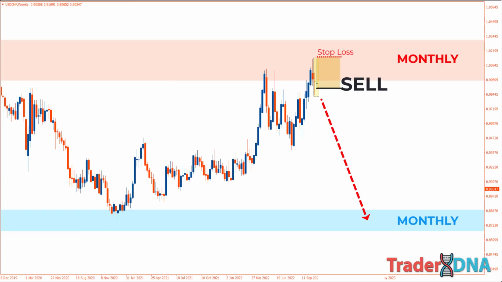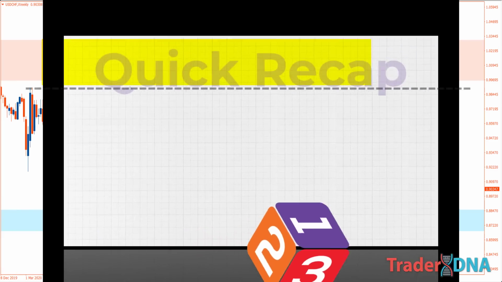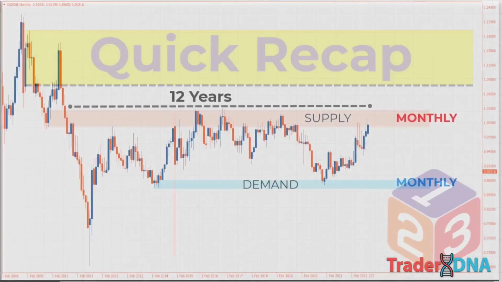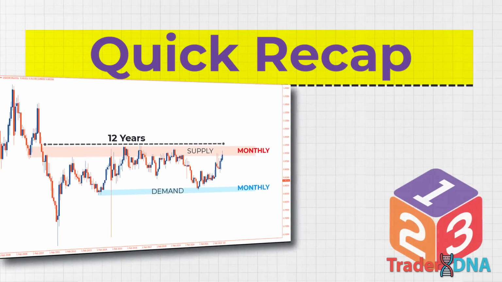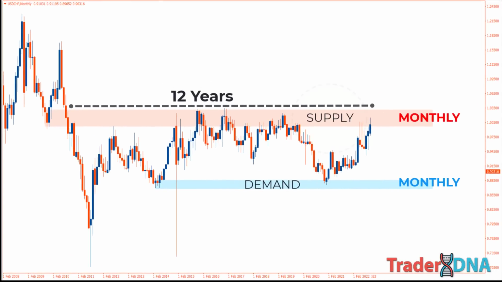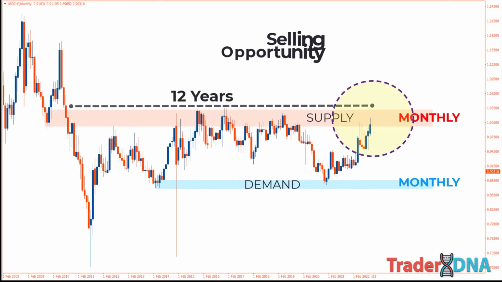It's important to keep in mind that reversal trading demands patience and comprehensive analysis. By combining significant levels with reversal patterns, you can strengthen your trading strategy and improve the probability of successful trades. So let's have a quick recap of this reversal setup. First, we identified a major level of structure in front of the market on the higher time frame. We expect the market to reject this extreme supply area and possibly give us a selling opportunity.